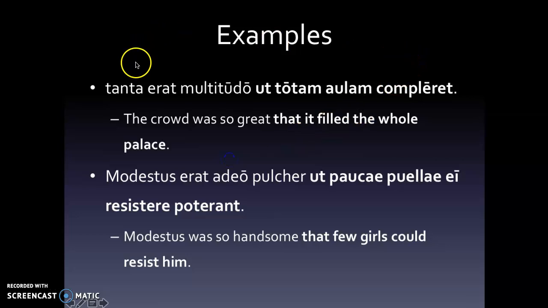All right, so let's look at some examples. Tanta erat multitudo ut totam aulam compleret. The crowd was so great that it filled the whole palace. This is your intensifier that I was talking about. So the intensifier lets you know that you're going to be entering a result clause. The result clause begins with an ut, ends with a subjunctive. Modestus erat adeo pulcher ut paucae puellae ei resistere potuerint. So Modestus was so handsome that few girls were able to resist him.